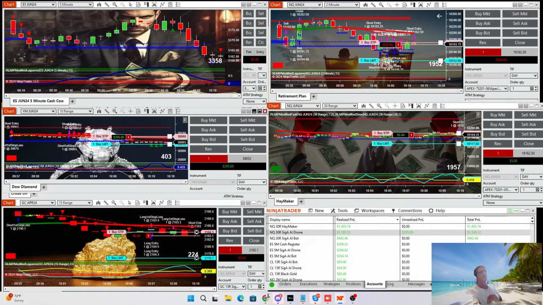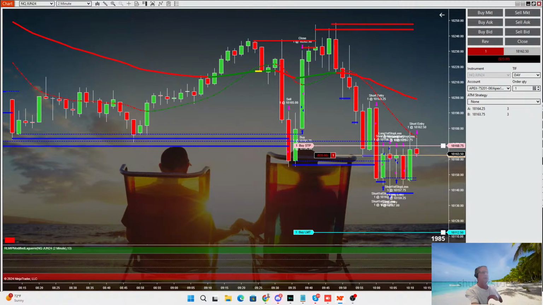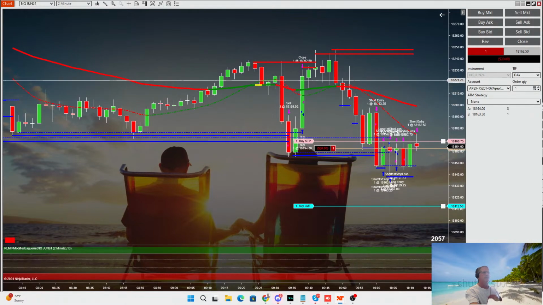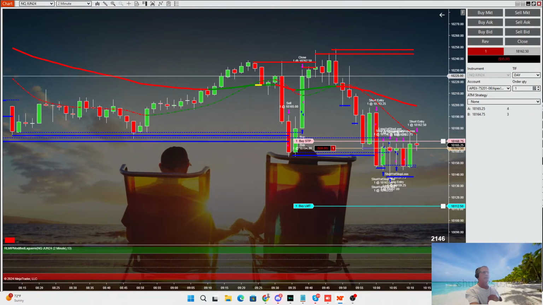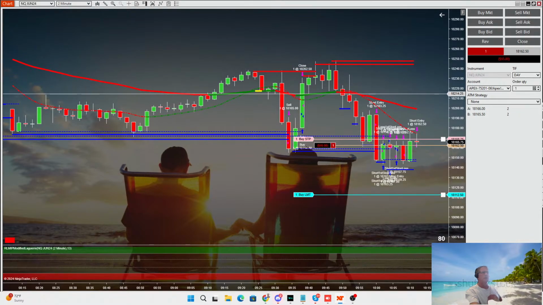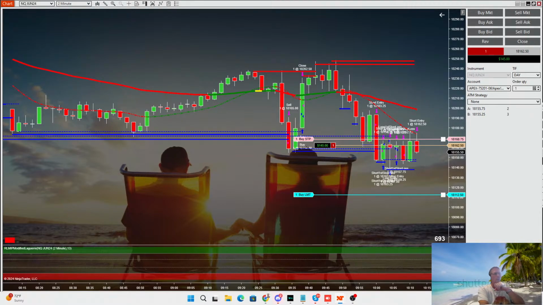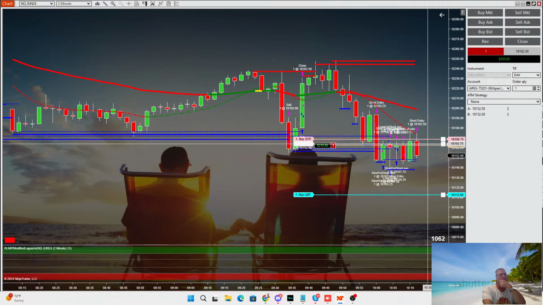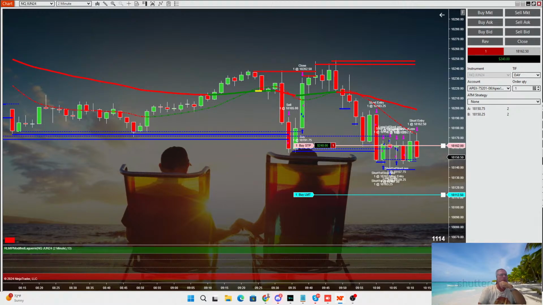All right, come on. I need to catch one of these moves to the short side. Getting chopped to pieces here. Come on. Give me a little help here. Need a little help. Try to take the risk off a little bit.